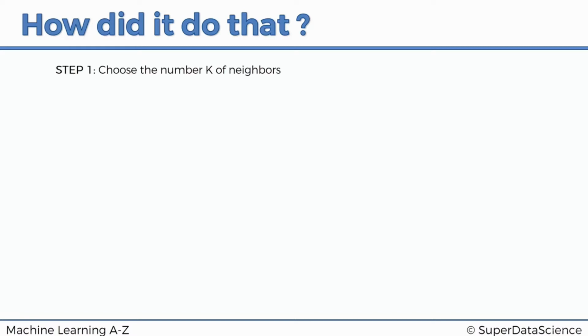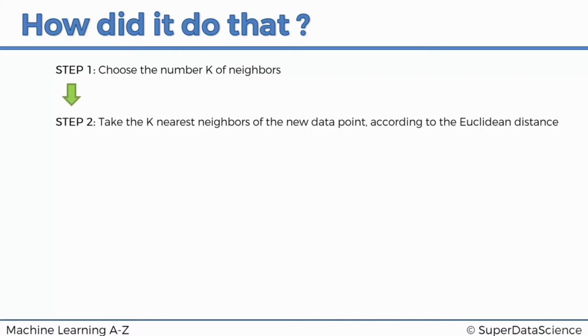All right, so the first step is to choose the number k of neighbors that you're going to have in your algorithm. So you have to identify whether k is equal to 1, 2, 3, 5, or some other number. And one of the most common default values for k is 5. And next, you need to take the k nearest neighbors of the new data point according to their Euclidean distance. Now here you don't have to use Euclidean distance. You can use other distances such as the Manhattan distance or any other distances that you might be considering, but in most cases the Euclidean distance is used, so we're going to stick to that.